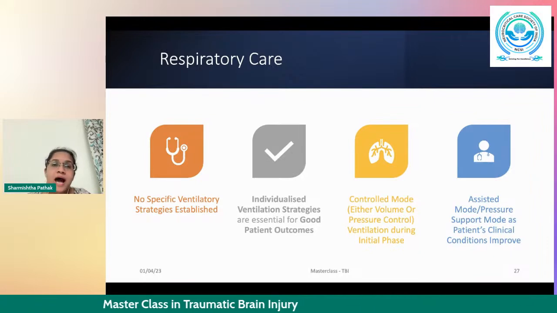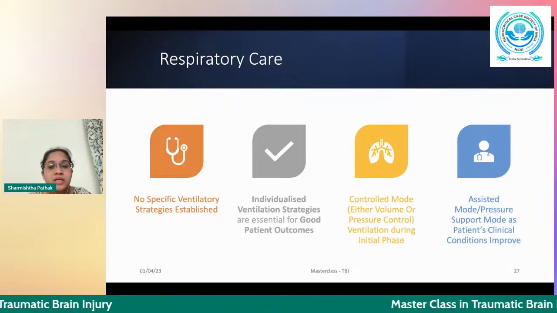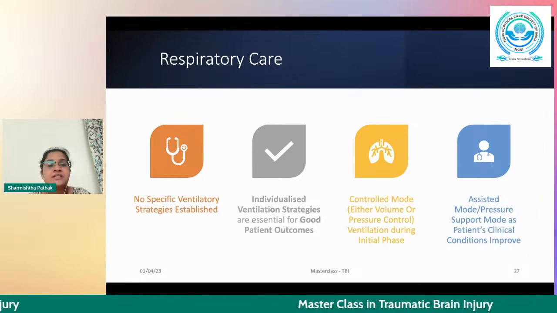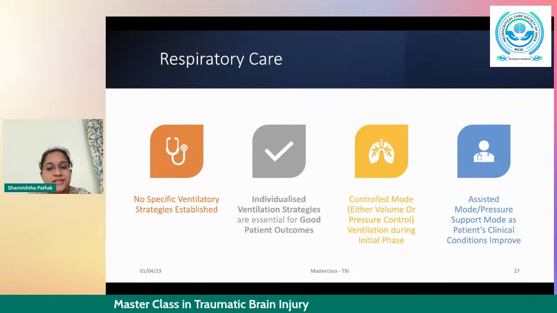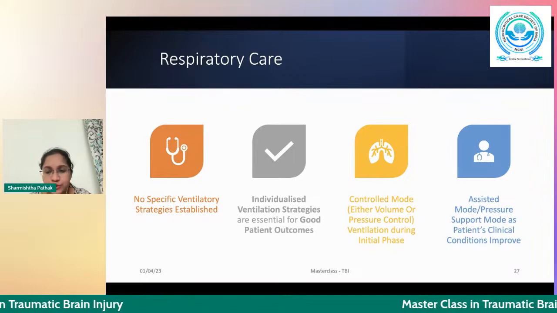Controlled mode, either in the form of volume control or pressure control, can be the mode used during the initial phase as soon as we receive the patient in ICU. We can shift on to assisted mode or pressure support mode as our patient shows clinical improvement.